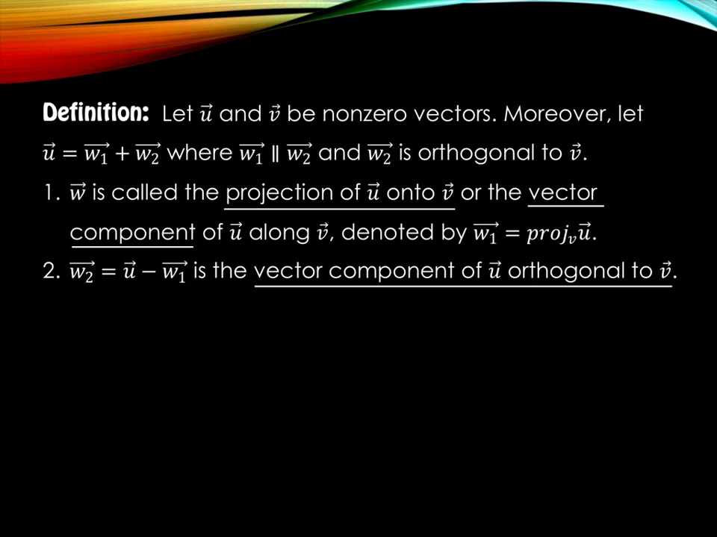All right, definition. We're going to let u and v be non-zero vectors. u is going to be w1 plus w2, so it's an addition, I should say, or a sum of 2 vectors, w1 and w2. w1 and w2 are parallel, and w2 is orthogonal to v.